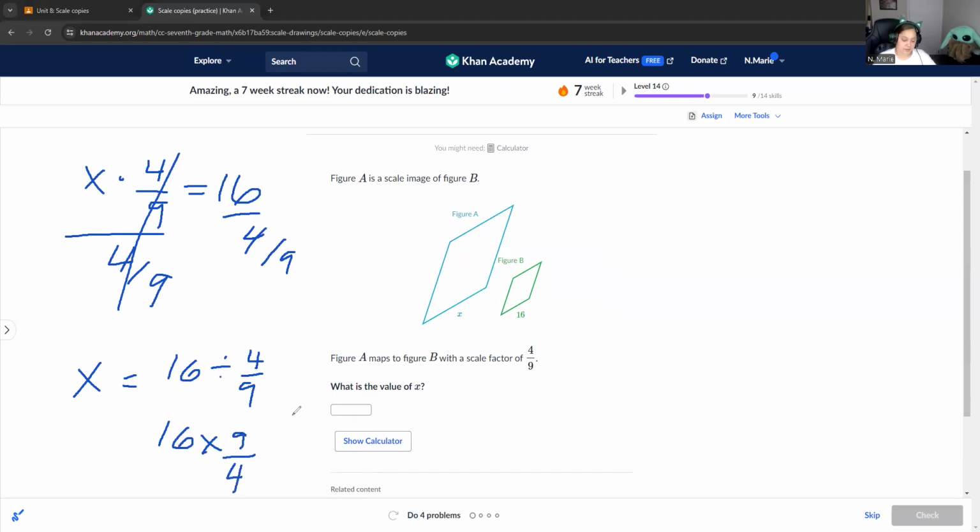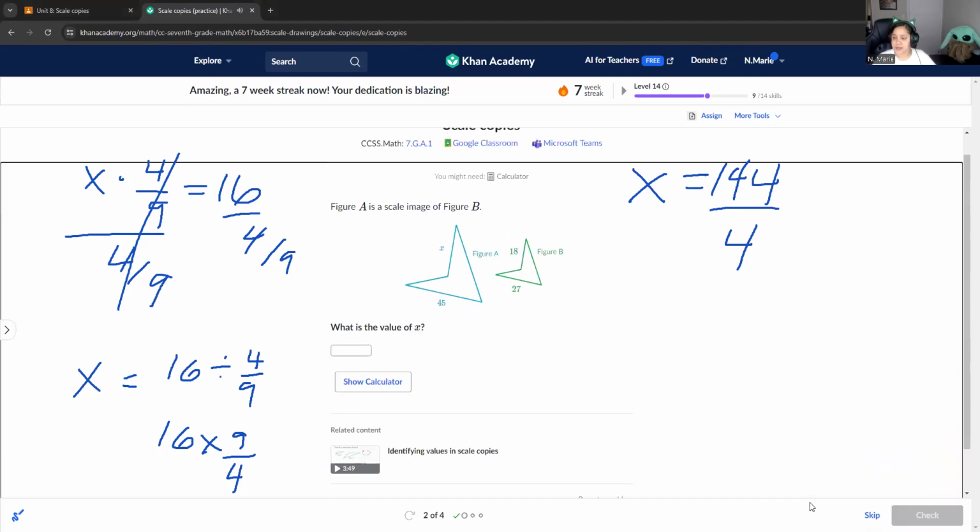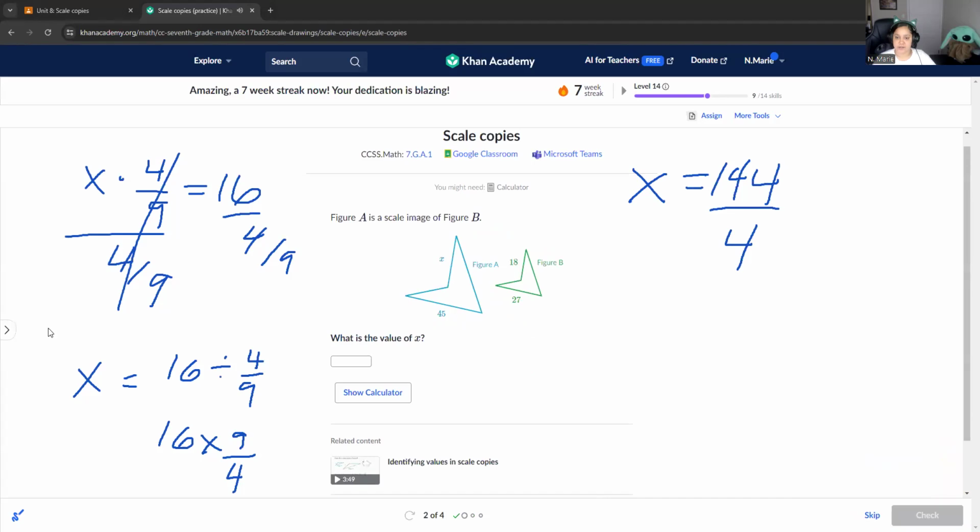You can use a calculator. 16 times 9 is 144 over 4. And so 144 divided by 4 gets us 36. So x is 36. 36 times 4/9 gets us 16. We found the missing side by using our scale factor.